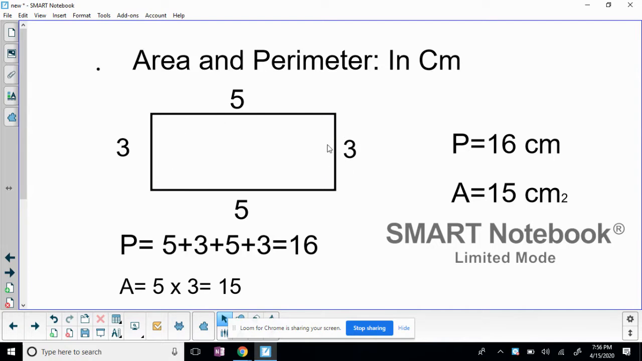And perimeter never changes for a shape. It's always the distance around. So for the area of a rectangle, it's 15 centimeters squared, right? Because we're using two measurements.